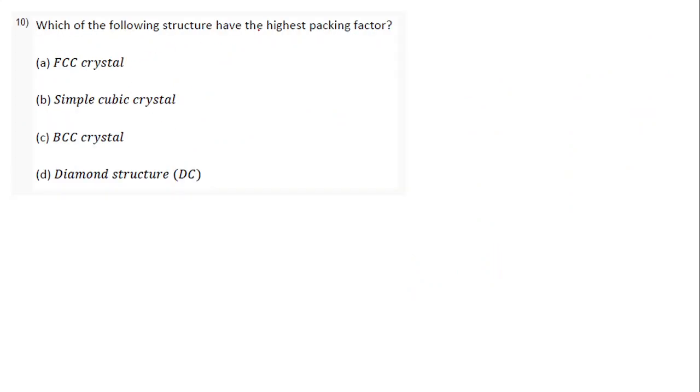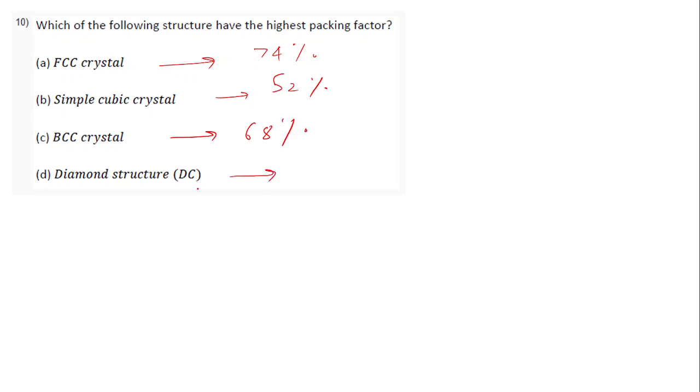Next, which of the following structures has the highest packing factor? For FCC, as we discussed last time, the packing fraction is the highest among cubic crystals, and it is 74%. For simple cubic crystal, we had discussed, right? It is 52%. For BCC, it is 68%.